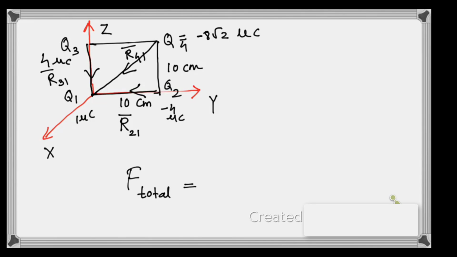F total is equal to force due to charge 2 on charge 1 plus force due to charge 3 on charge 1 plus force due to charge 4 on charge 1. So for each of these individual forces we have to find the distance vectors, their unit vectors, and then we'll put everything in the equation.